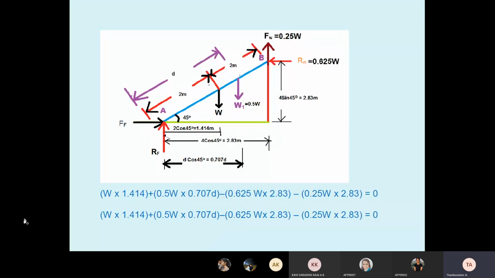Okay. So W into 1.414. Then 0.5 W into what is the corresponding distance? 0.707 D. Understand? See here, 0.625 W, what is its distance? That is the vertical distance, 2.83, no? Therefore, RW is anti-clockwise. Anti-clockwise minus 0.625 W into 2.83. Similarly, FW also anti-clockwise with respect to point A. We are taking moment with respect to point A, yeah? Therefore, FW anti-clockwise minus. What is FW? 0.25 W into the distance 2.83. So W is in all the multiplications, in all the steps.